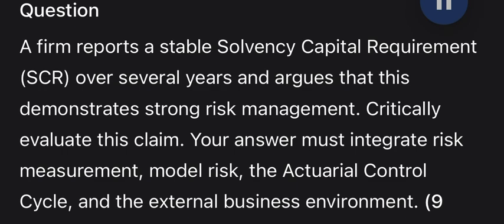3. The actuarial control cycle, broken loop. Link the failure to the monitoring stage. An actuary must perform actual versus expected, AE, analysis. If the experience A is changing but the model E remains the same, the feedback loop is failing to trigger a re-specification of the problem.